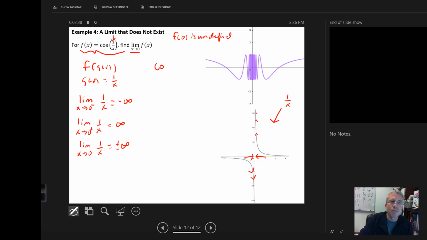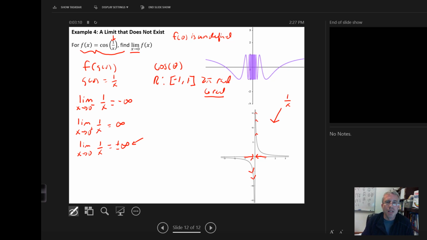And so then if we just think about the cosine function by itself, we know that the range of it goes from -1 to 1, and that it goes from -1 to 1 and back to -1 every 2 pi radians, or about 6 radians roughly. So if 1 over x is going to infinity as x gets closer to 0, how many times in infinity are you going to get 6 radians?